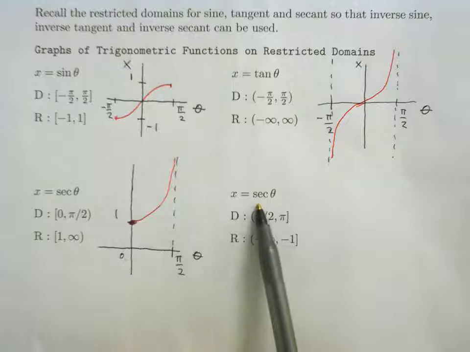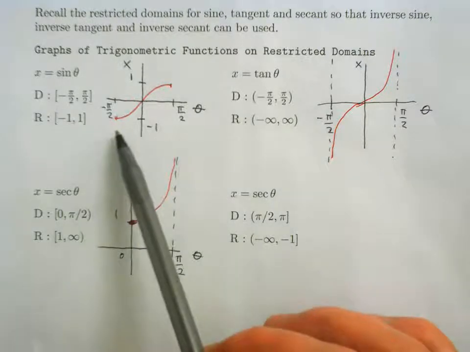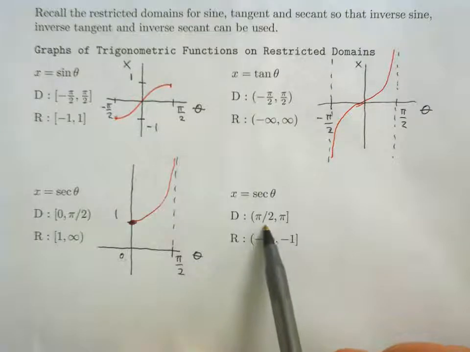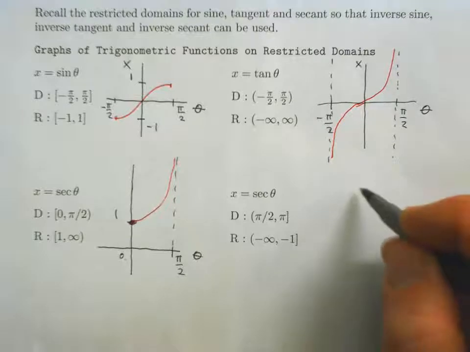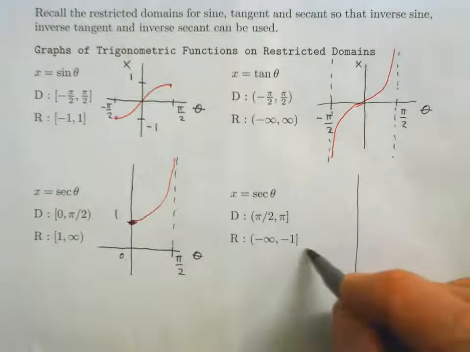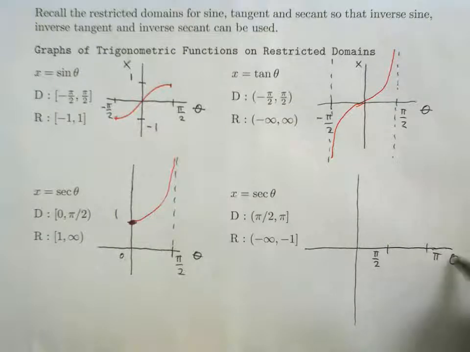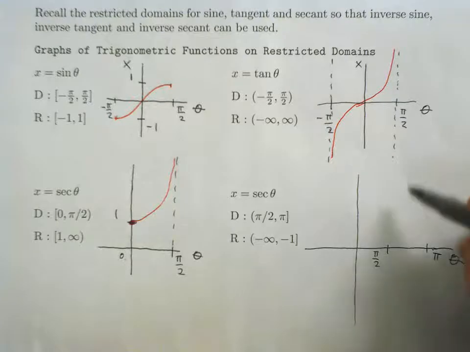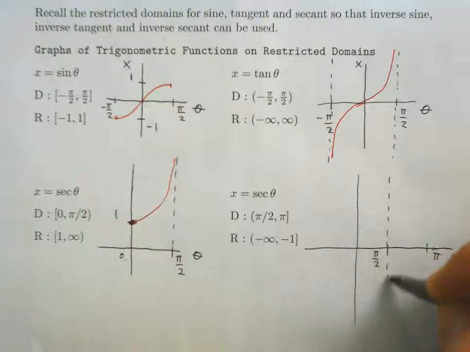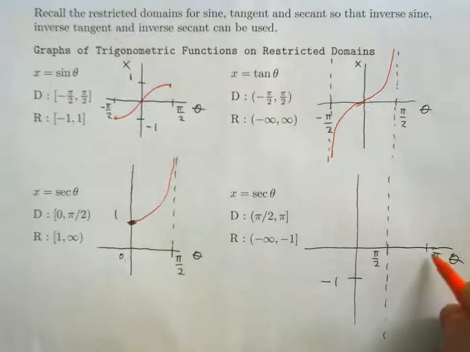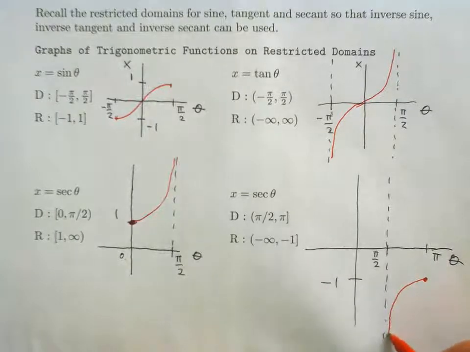Well, it's also possible that secant of theta could be negative, just as sine of theta is negative and tangent of theta is negative. But in this case, we restrict the domain to be from pi over 2 to pi, excluding pi over 2. So this time, we plot the points pi over 2 and pi on the theta axis. Theta equals pi over 2 is a vertical asymptote. And between pi over 2 up to pi, including pi, secant is negative. Secant of pi is negative 1. And then the rest of the graph looks something like this.